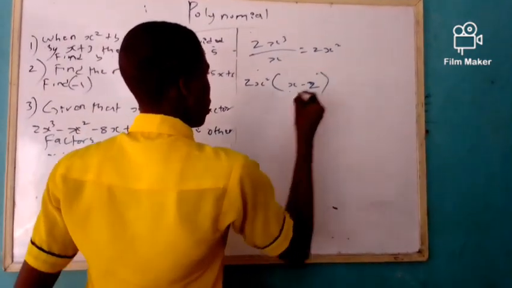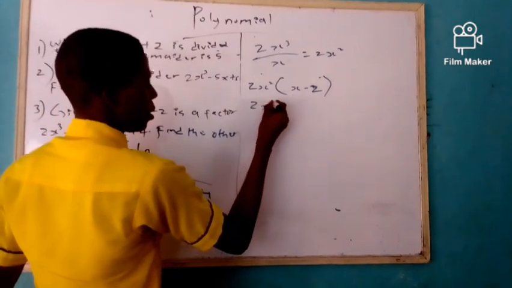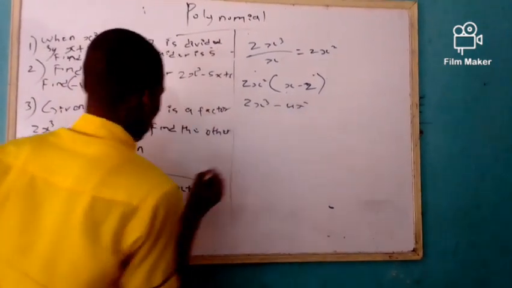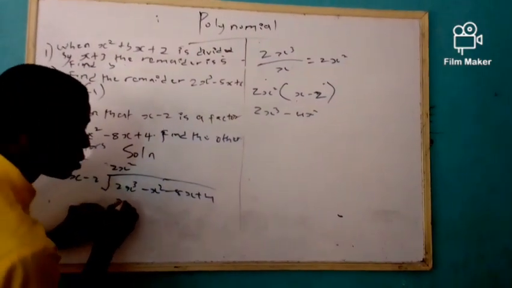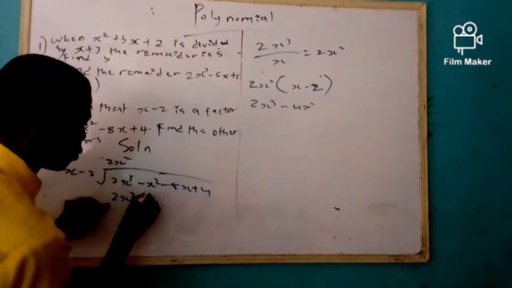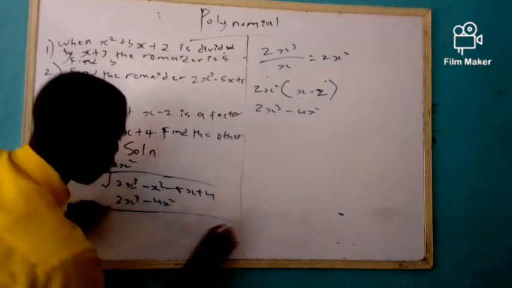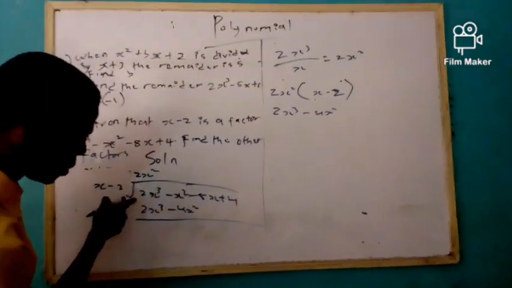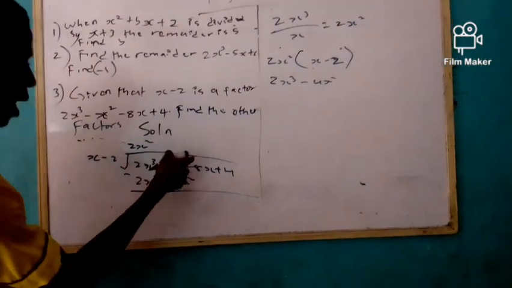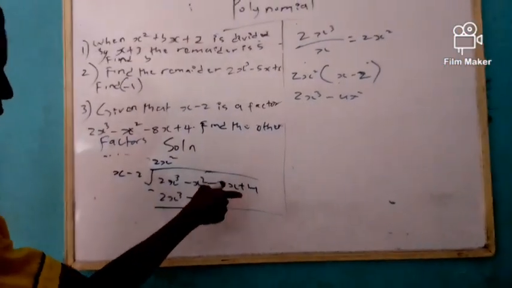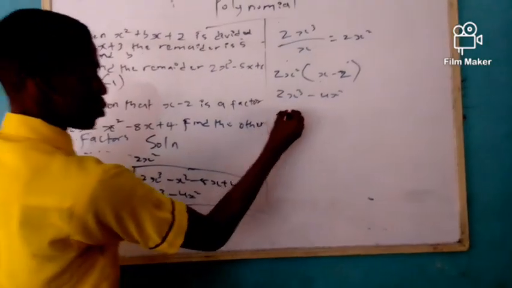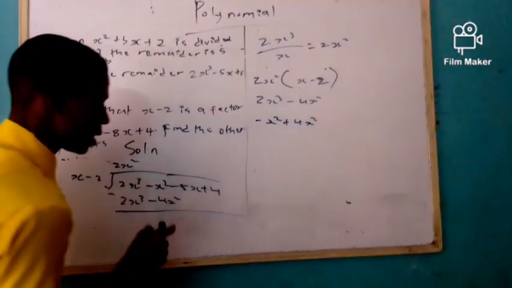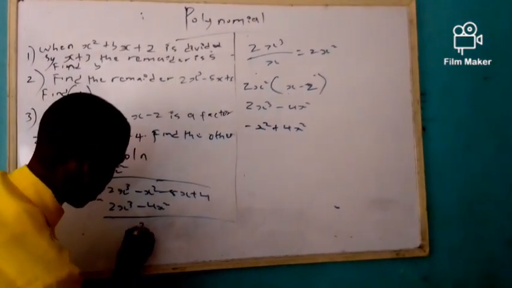x minus 2 here. So it will be 2x to the power 3 minus 4x to the power 2. So we put it here, we have 2x³ minus 4x². So we minus now, right? Yeah, we need to minus. So if I'm to minus it, this one will be 0. So we have minus x² plus 4x², that is 3x². We have 3x² here.